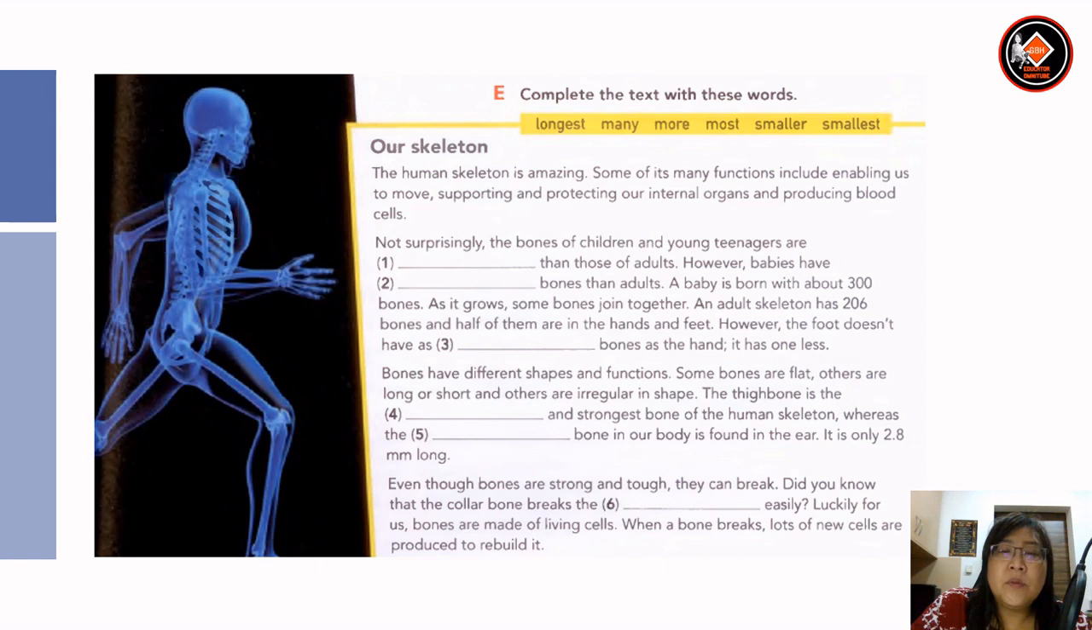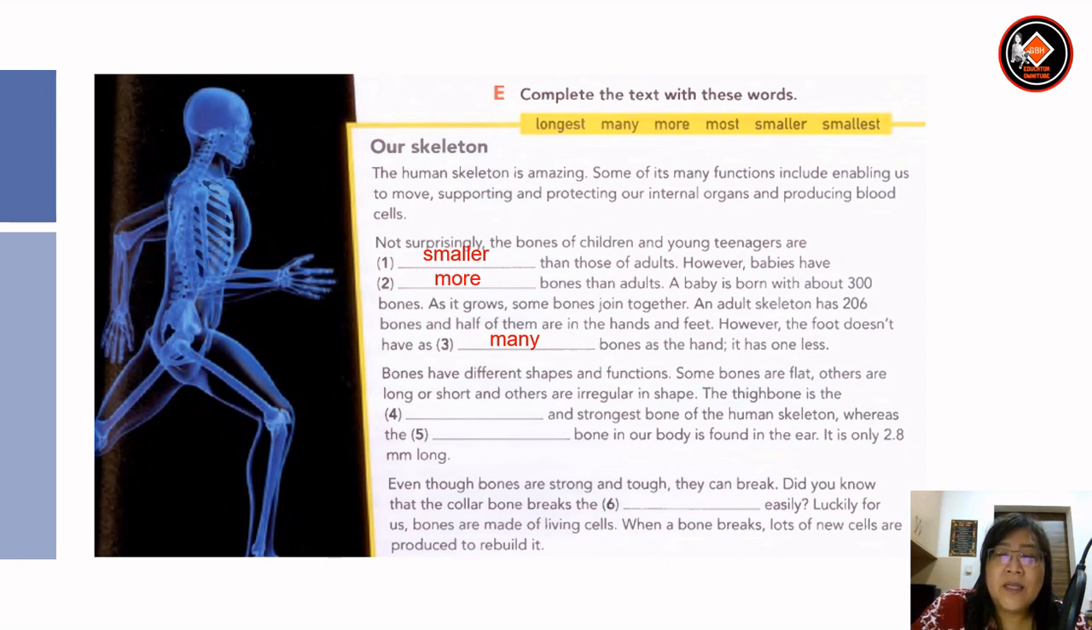Not surprisingly, the bones of children and young teenagers are, answer is, smaller than those of adults. However, babies have more bones than adults. A baby is born with about 300 bones. As it grows, some bones join together. An adult skeleton has 206 bones, and half of them are in the hands and feet. However, the foot doesn't have as, answer is, many bones as the hand. It has one less.